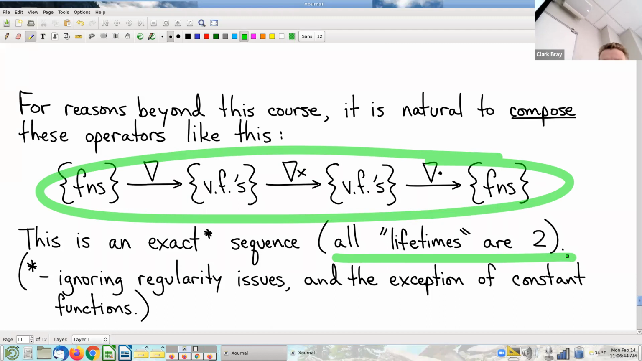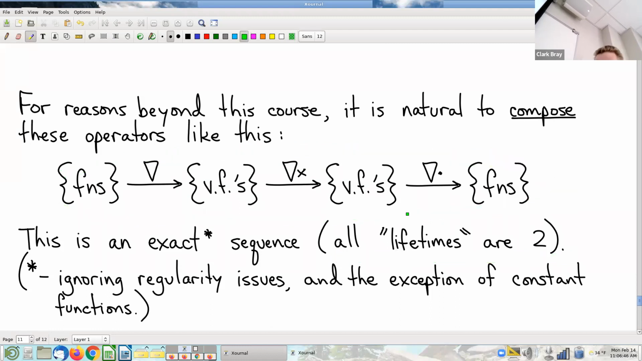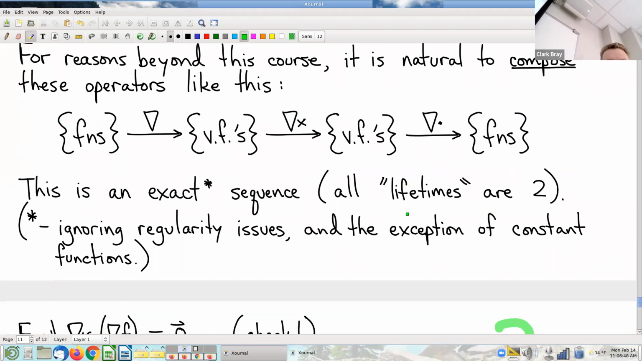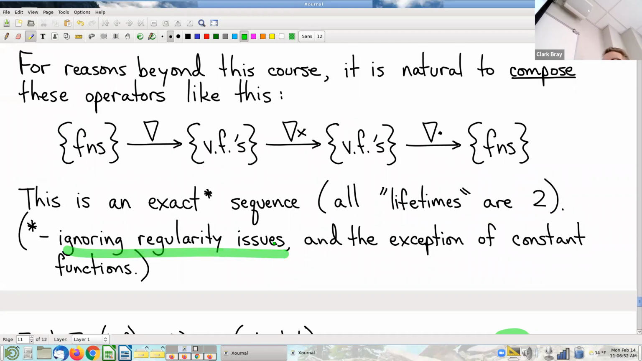And now let me, I've got to clean up my mess here. This does ignore regularity issues. So there are issues about what happens if there's a point where one of the vector fields has a discontinuity or something like that, or it fails to be differentiable. I don't want to worry about that. I want to assume everything in sight is as differentiable and continuous as you could possibly want it to be.